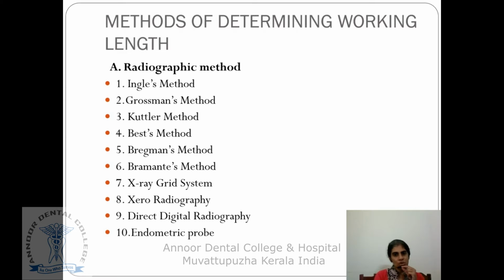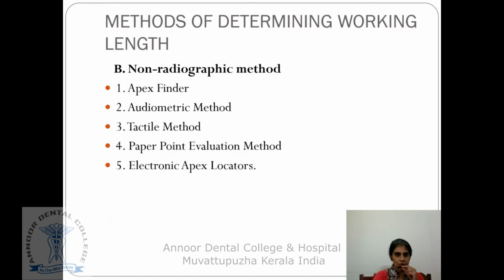So now we will look into the different methods of determining your working length. This working length determination can be broadly classified as radiographic and non-radiographic methods. Under radiographic methods, you have 10 different types. The most commonly used is the Ingles method. And non-radiographic methods include apex finder, audiometric method, tactile method, paper point evaluation method, and electronic apex locator.